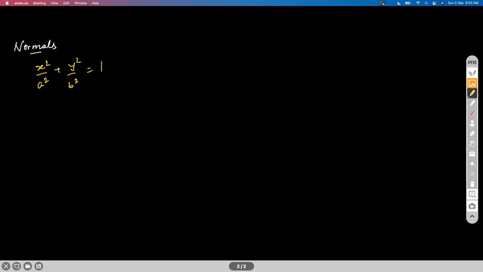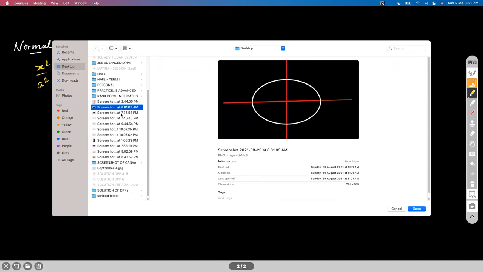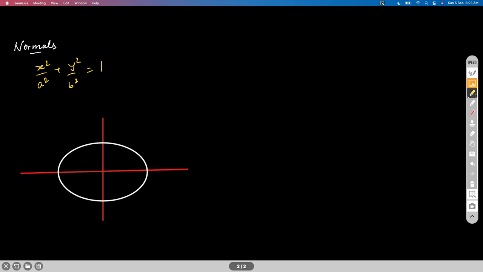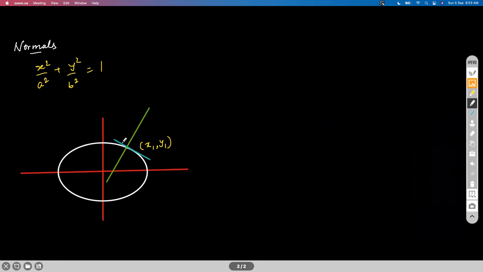Let me pull out my normal diagram. I am sure I still have it. Yes, I have it. So let's say at a given point x1, y1, I'm drawing a normal to this ellipse. We all know a normal is a line which is perpendicular to the tangent at the very same point. So what is the equation of this normal? Let's try to understand. It's very simple. We have already done tangents and normals in our application of derivatives, so this should not be a difficult concept for us.